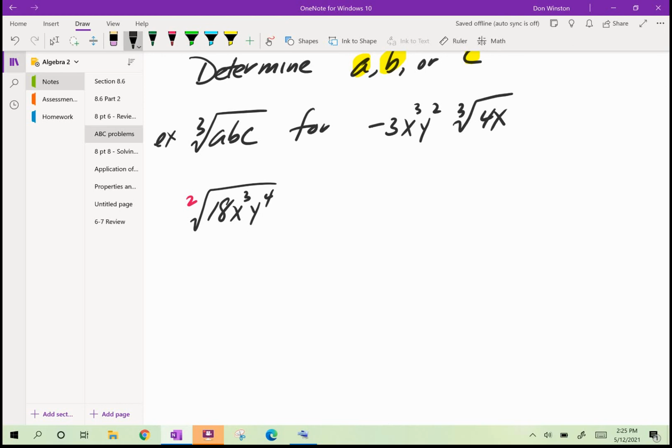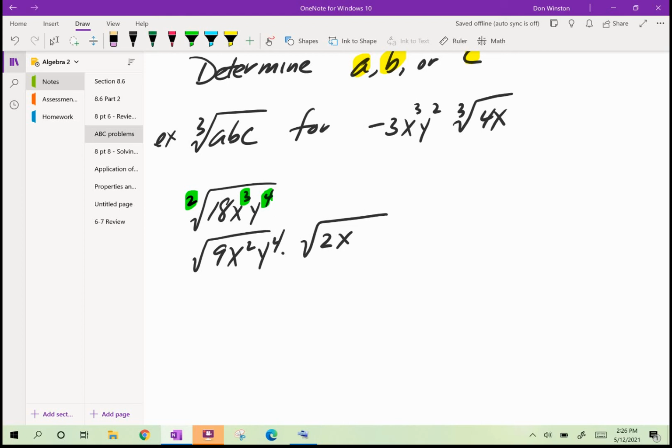I'd be finding the largest perfect square factor of 18, which is 9. So this would be the square root of 9. And then I'd find multiples of 2 that are less than or equal to 3. So that would be 2, so I'd have x squared. And multiples of 2 that are less than or equal to 4. Well, that would be 4. And so times whatever's left over. 9 times 2 would give me 18. I have an x squared, so I need x. X squared times x gives me x to the third, and then I have my y to the fourth.